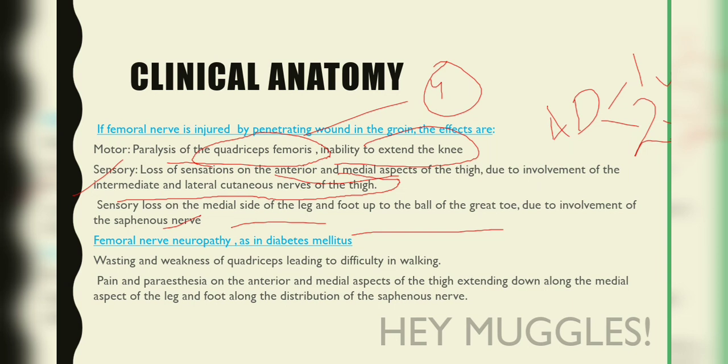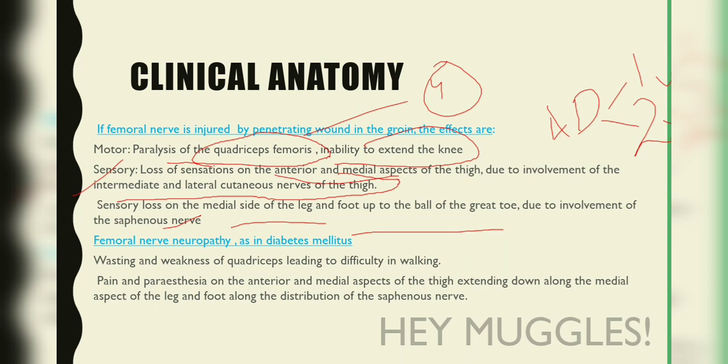So the quadriceps muscles are basically helping in the extension of the knee. If there is femoral nerve neuropathy, the quadriceps muscles would be affected, and as a result there would be difficulty in walking. Then secondly, there would be pain and paresthesia on the anterior and medial aspect of the thigh, which extends down along the medial aspect of the leg and foot along the distribution of your saphenous nerve.